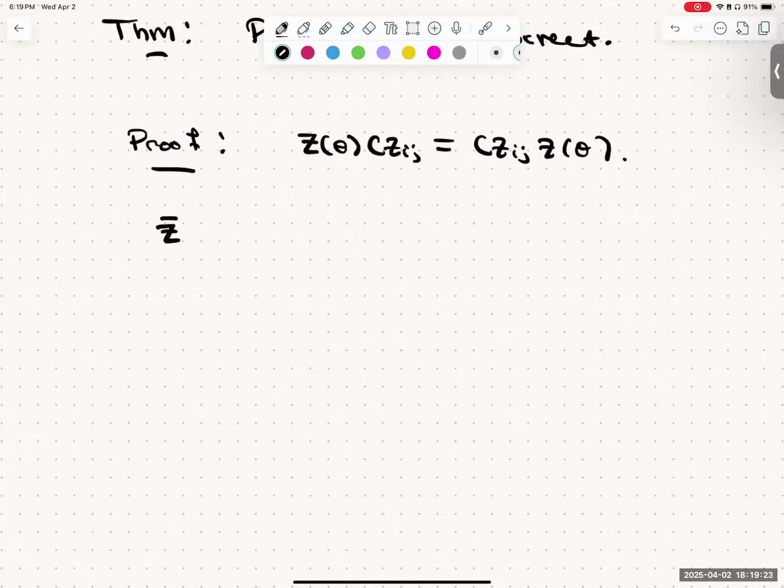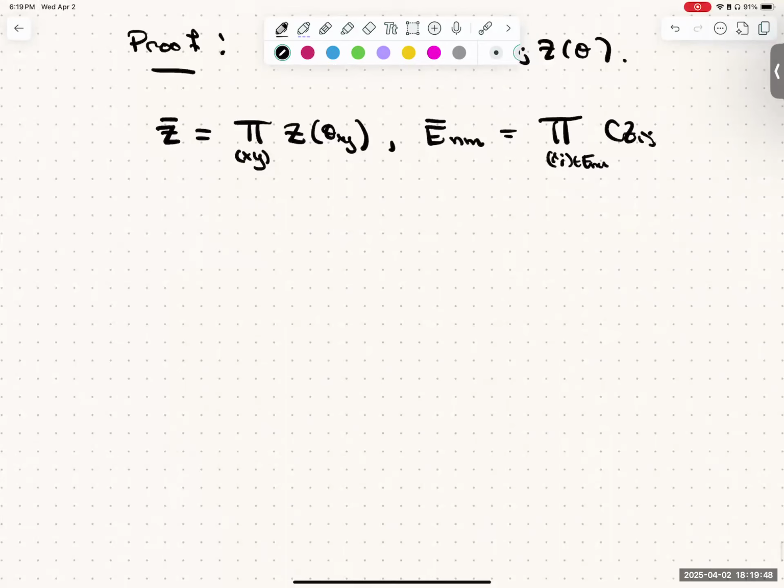So if you define Z bar as the product over xy of Z of theta_xy, and you also define E_NM, which I defined before, as the product over ij of CZ_ij, then you have that E acting on Z bar acting on plus. This is what actually happens in the protocol: Alice prepares this, and then Bob applies this. This thing is equal to Z bar E_NM tensor V.